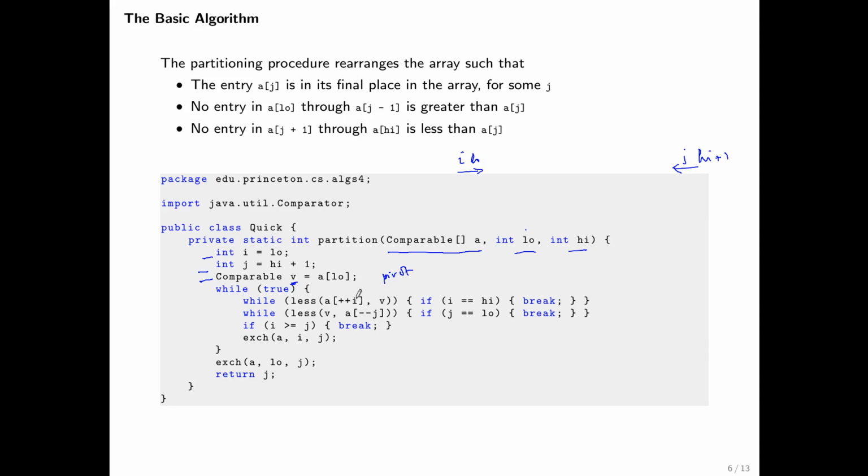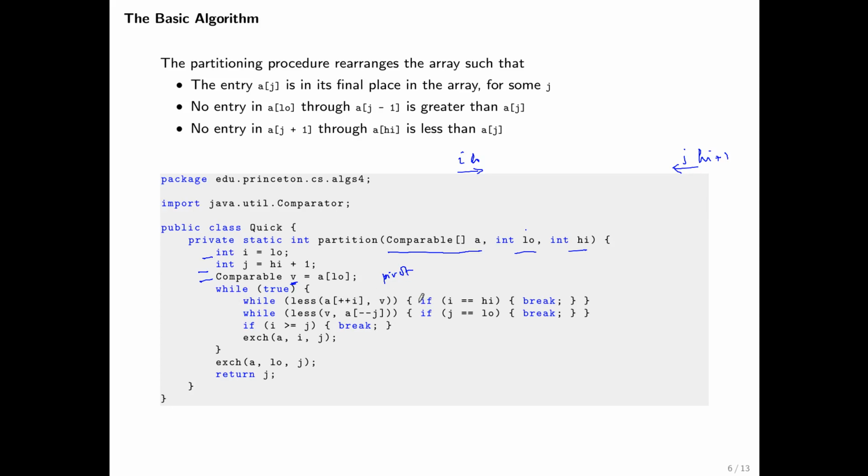As long as A at ++i is strictly less than B, we keep going. In other words, if you're looking at an element that is strictly less than the pivot, then we continue. But once we find an element that is greater than or equal to the pivot, we break out of this while loop. As long as we are looking at an element strictly less than the pivot, we keep incrementing i.